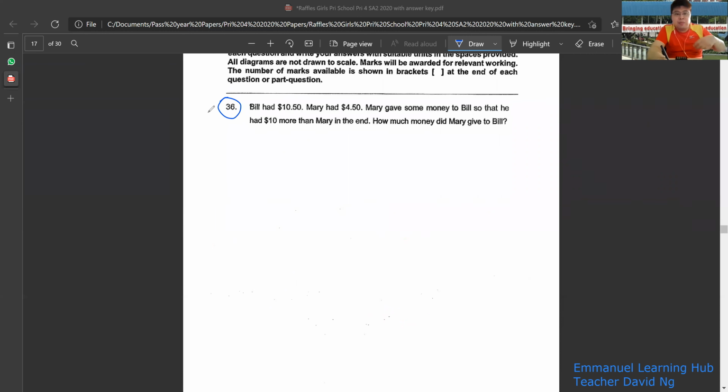So 36. Bill had 1050. Mary had 450. Mary gave some money to Bill so that he has $10 more than Mary in the end. How much money did Mary give to Bill? So this one you have to draw model before and after. So B for Bill, M for Mary. 1050, 450.